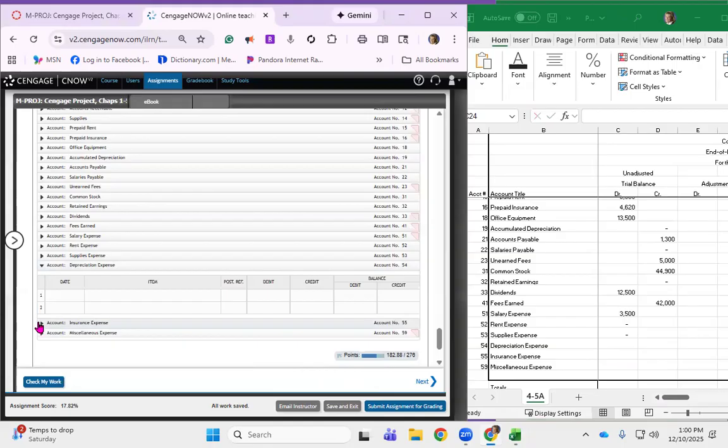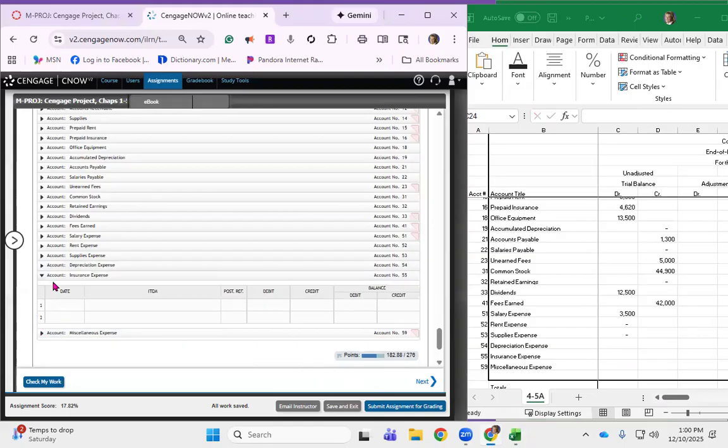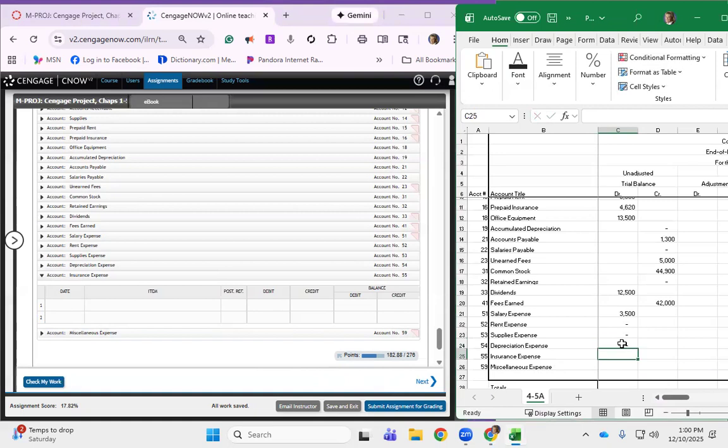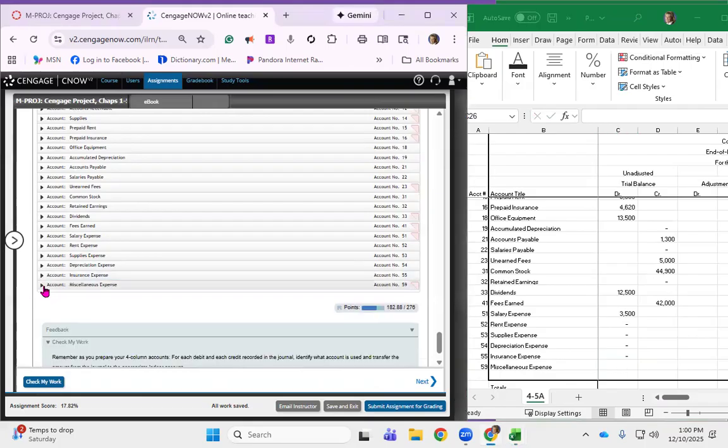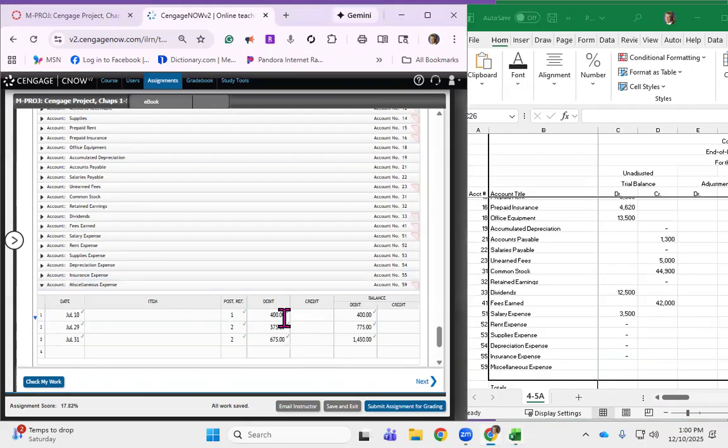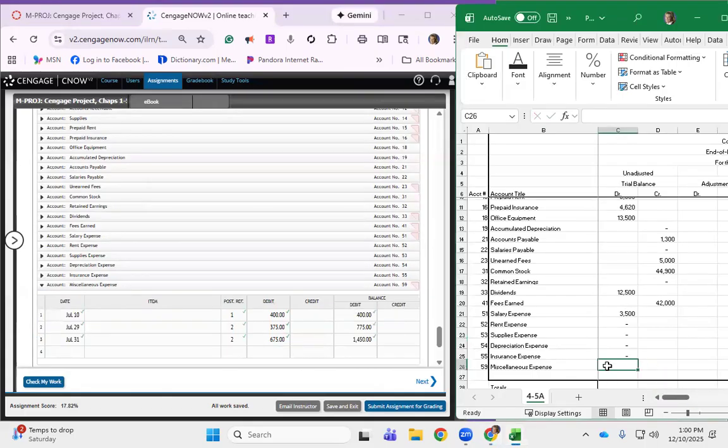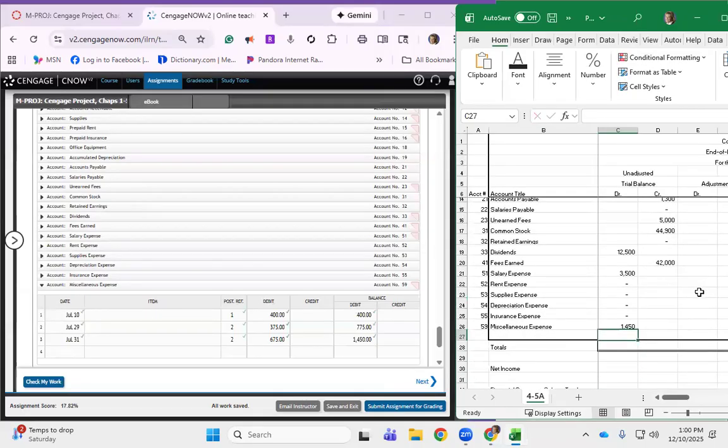Okay, I don't think we have any in insurance expense, but we do have in miscellaneous. So nothing in depreciation, nothing in insurance, but we do have miscellaneous, right? We've got advertising, the phone bill, and the electricity, I believe. So this one's got 1,450 in it. Now, here comes the moment of truth. The moment of truth. This is the unadjusted trial balance.